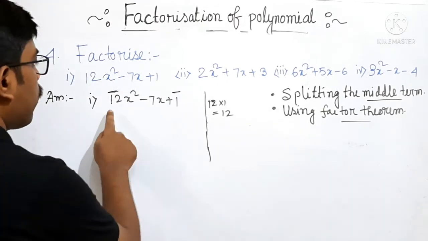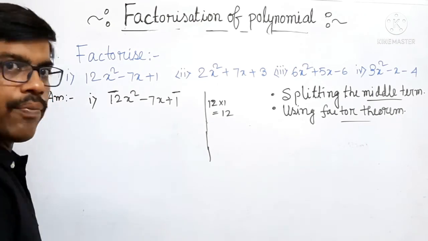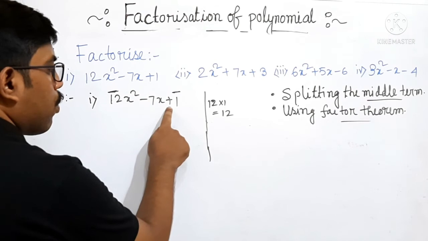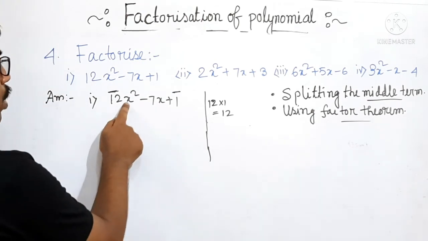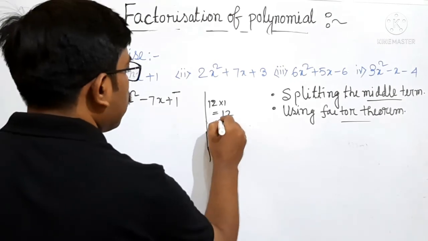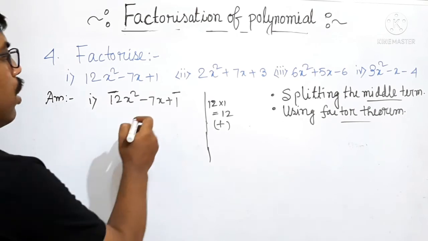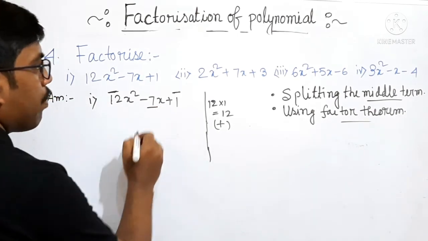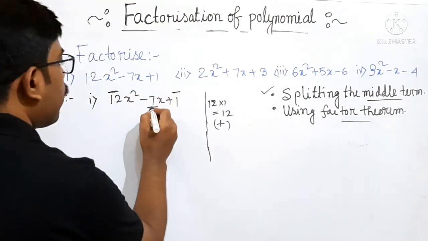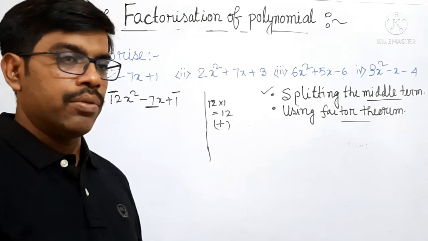So at first we multiply the first coefficient and the constant term, and it will be 12 here. The sign before the constant term is positive and the sign before the first term is positive, so here all the terms are positive. Now what will we do? We will factorize the middle term. First procedure is splitting the middle term. That procedure we will learn today.